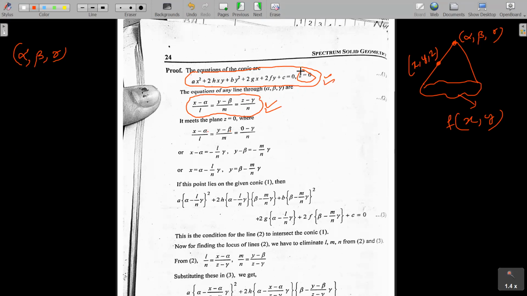Now we want this generator to intersect this curve. So for this curve, z is 0. So either z will be 0 or in some of the cases z may be constant also. So जो भी z की value है, we will put. So here z is equal to 0. हमने z की जगह 0 put कर दिया. So what we get from here? What is the value of x? X is minus L gamma by n plus alpha. Similarly, यहाँ से y की value मिल गई.